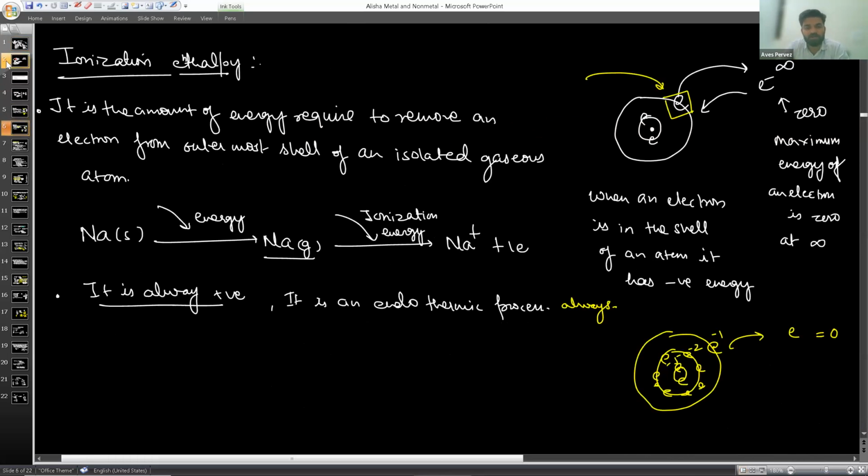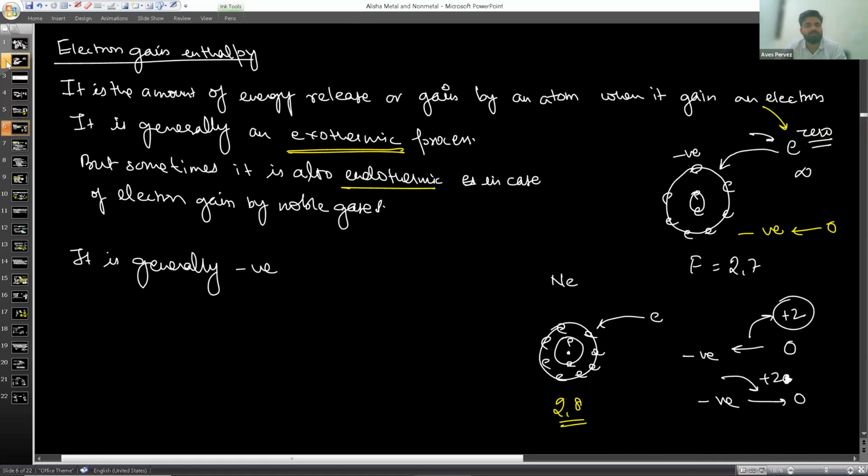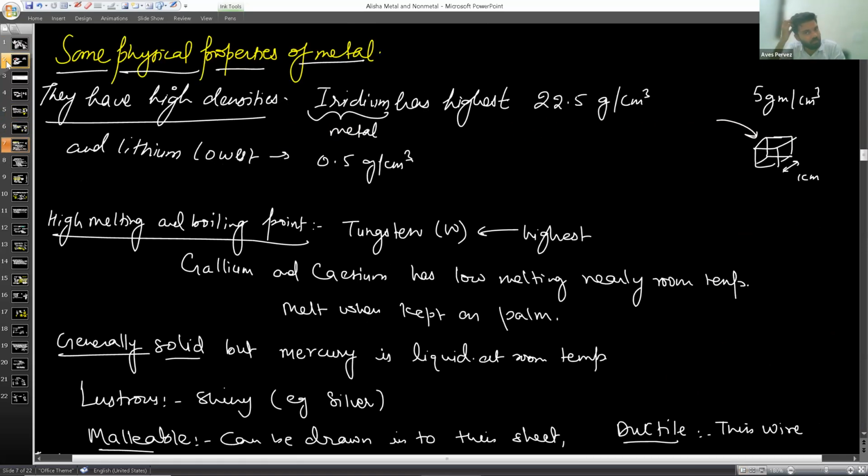Now moving to the special physical properties of metals. Metals generally have high densities, but iridium is the metal which has the highest density, while lithium is the metal which has the lowest density, that is 0.5 gram per centimeter cube. So metals generally have high densities; the highest is of iridium and the lowest is of lithium.